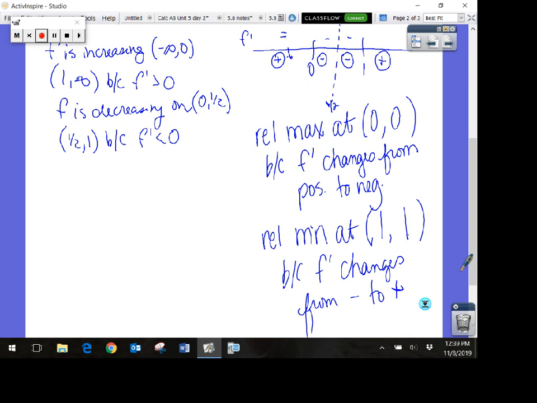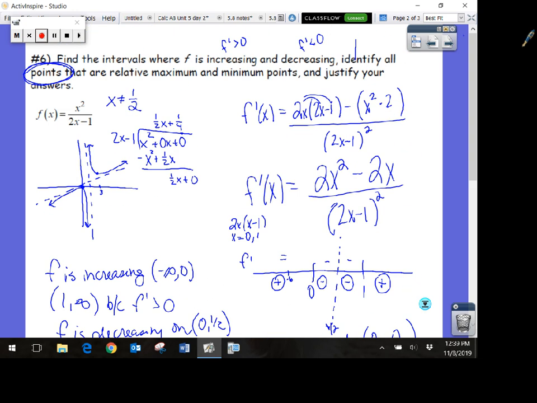So the justifications are the same no matter what problem. Anytime it asks for is it increasing or decreasing, justification for increasing. Justification for a relative max. Justification for a relative min. No matter what it is, those are your justifications. Explain why, that is what you do. All right.